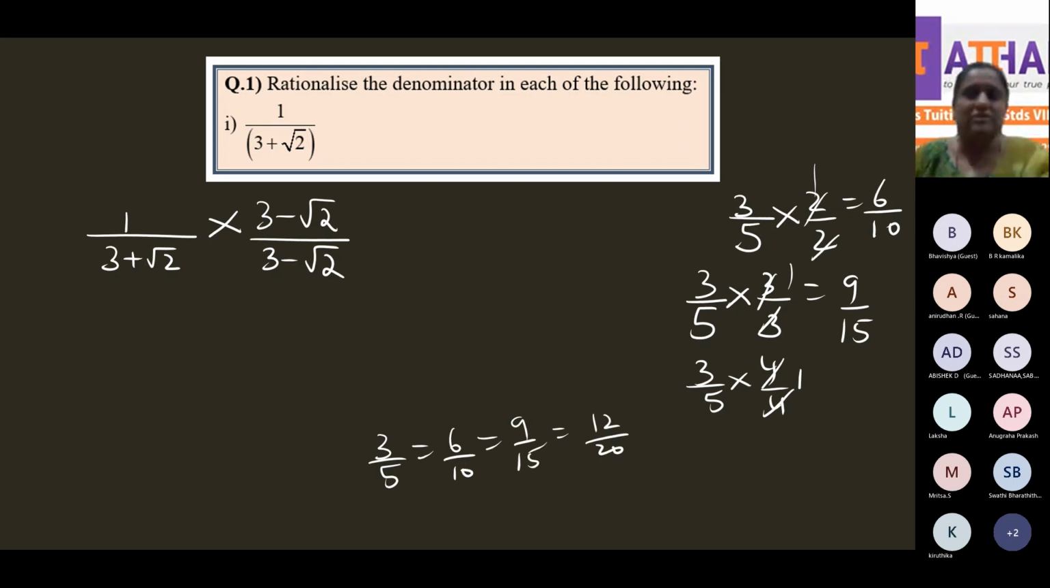All these are equal. In the same way, see here, children, (3 minus root 2) by (3 minus root 2). So you're multiplying by 1. You're not changing the value of the given expression. You're multiplying and dividing by the same thing, so it's like you're multiplying by 1. We cannot change the value. You can do something, but you cannot change the value of the given expression. So by multiplying and dividing by 3 minus root 2, we are only multiplying by 1.